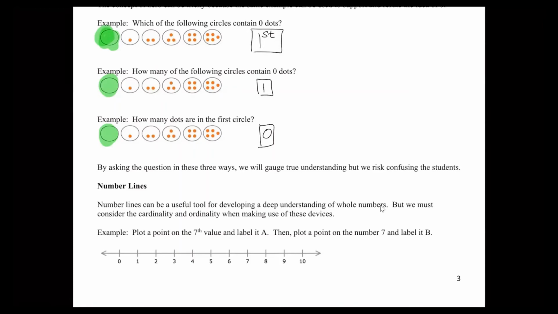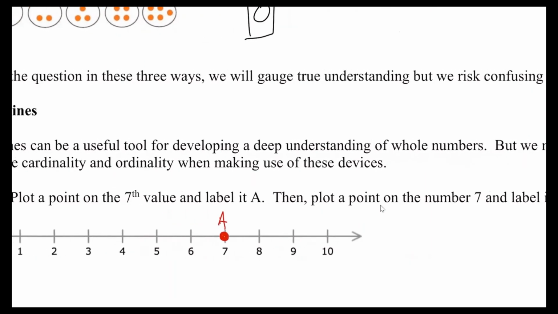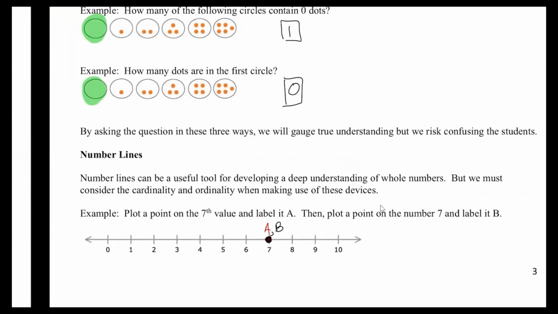Plot a point on the seventh value and label it A. So not anything overly complicated. The seventh value. So 1, 2, 3, 4, 5. Oh, that is the seventh value. I just wanted to make sure because I wasn't really reading it. And then plot a point on the number 7 and label it B. So same point, but we're calling this B also. So this is an example of where cardinality and ordinality would yield the same result, right? But that's only because that number line started at the number 0. If it started at anything else, different story, all right?